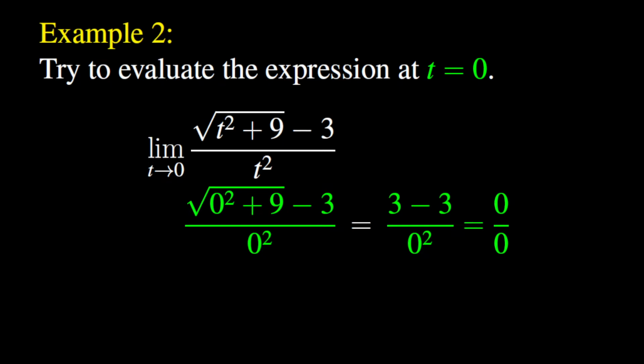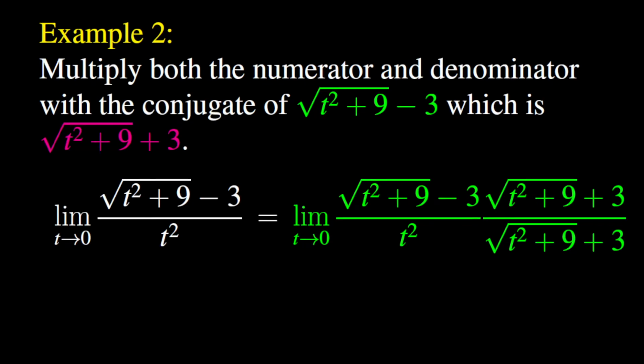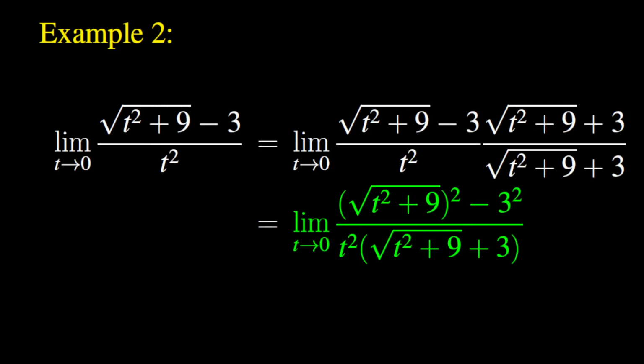In order to resolve this issue, we have to use the conjugate expression of the numerator. Then we multiply the numerator and denominator with the conjugate expression, which is the square root of t squared plus 9, plus 3. On the numerator, we have the square root of t squared plus 9 minus 3 times its conjugate, which is the square root of t squared plus 9, plus 3, and on the denominator, we have t squared times the square root of t squared plus 9, plus 3.